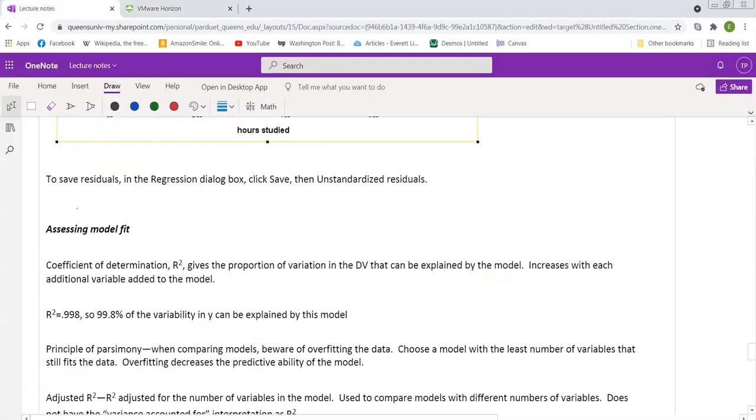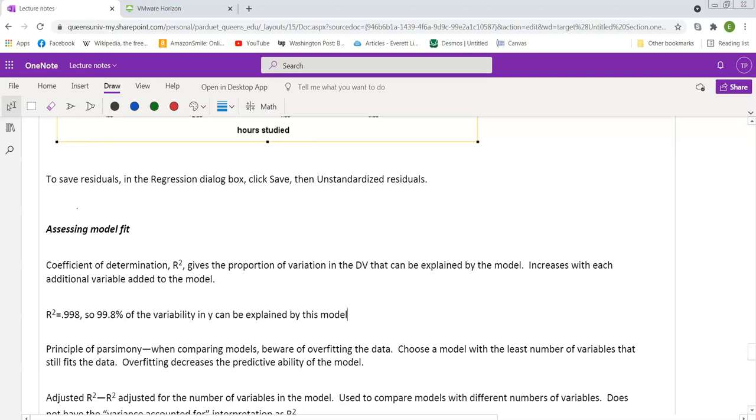Okay, so every time we add another variable, r squared is guaranteed to go up or at least stay exactly the same. Okay, so it'll be greater than or equal to, almost always greater than, what it was with fewer variables. So then the question becomes, why wouldn't we just always add more and more variables, because we like our R-squares to be high? Well, the answer is that there's something called the principle of parsimony, which means that we don't want to overfit the model.